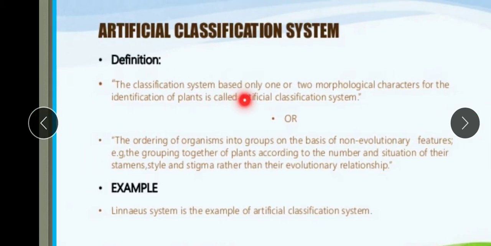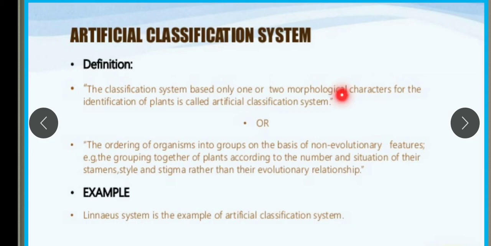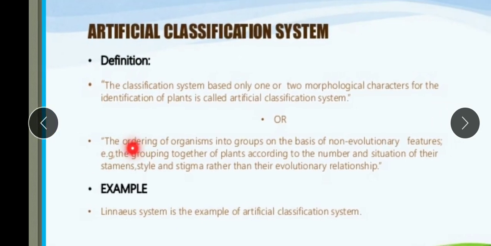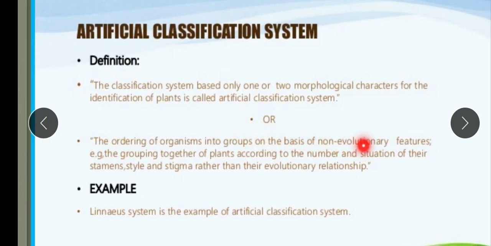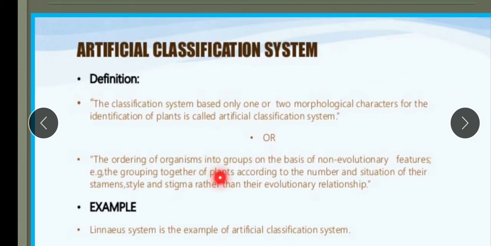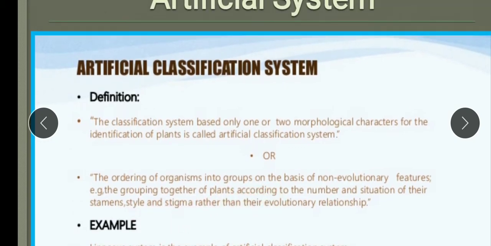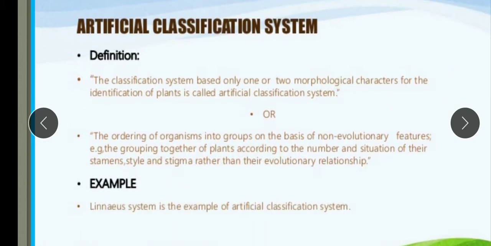Okay, so only one or two morphological characters are used here for the identification of plants or animals. This is the artificial classification system, the ordering of organisms into groups not on the basis of known evolutionary features. For example, grouping together of plants according to the number and situation of their stamens, style, and stigma, rather than their evolutionary relationship.